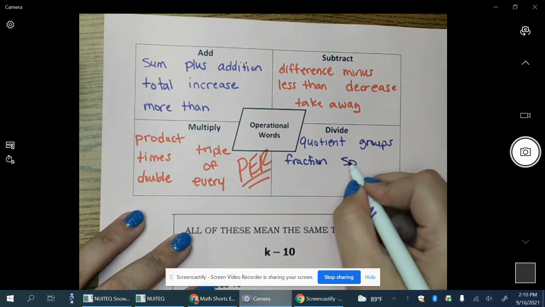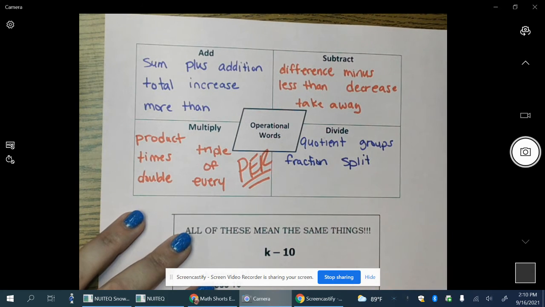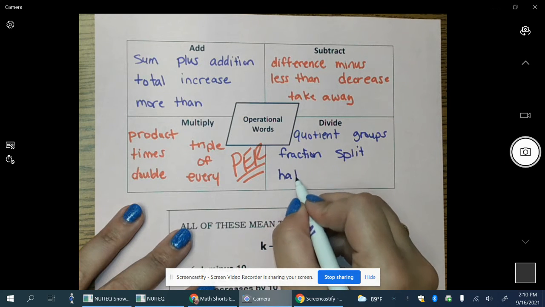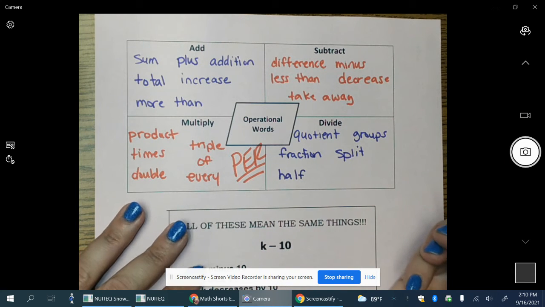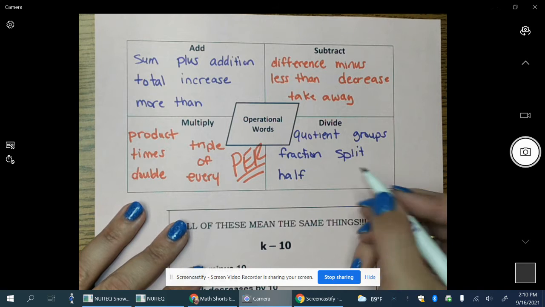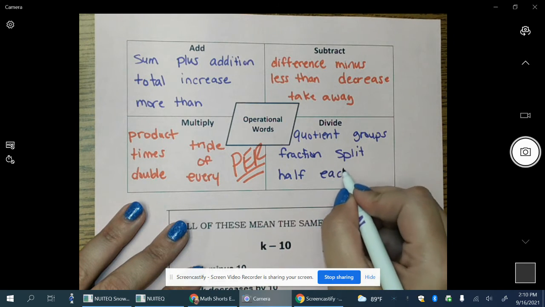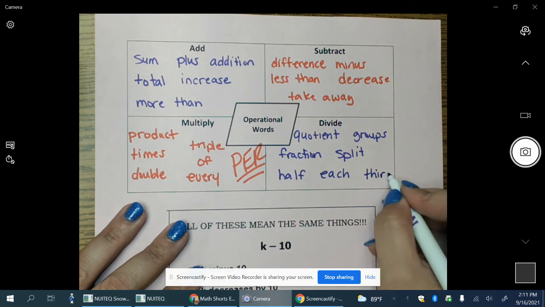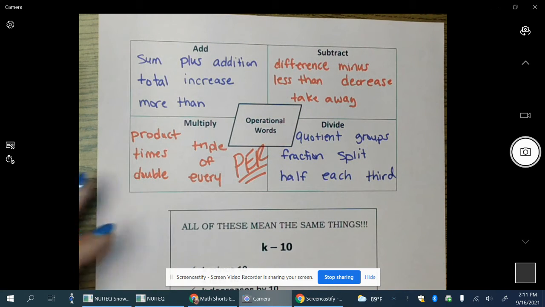Split. If I say I'm going to split y'all up, that means I'm going to divide you. If I'm going to take half of my lunch and give you half because you forgot yours, each. If I say I'm going to break it into thirds, that means divide it by 3. Okay? Again, there are a million. We're not labeling them all.